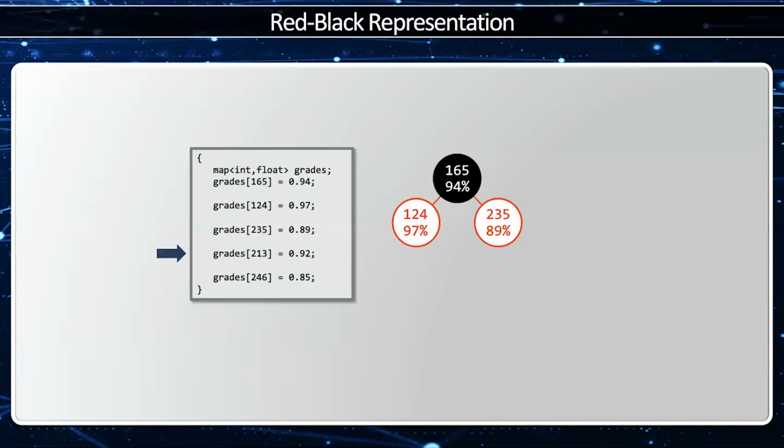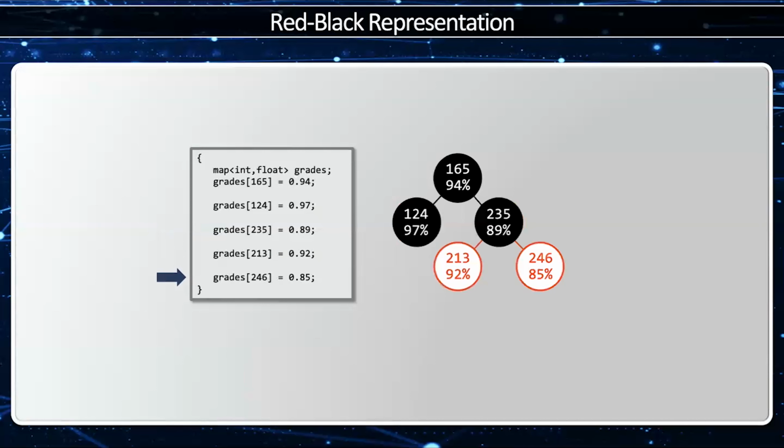Now, when I add 213, 213 is to the right of 165 and to the left of 235, but I'm going to have to recolor my red-black tree. So 124 and 235 will become black, and 165 will become red, and then it'll become black again. And then I say 246, it goes to the right. Okay, so the super important thing to notice here is we have a BST, and every node is going to have two different components, the key and the value. And we always sort based on the key, and the value is just along for the ride.